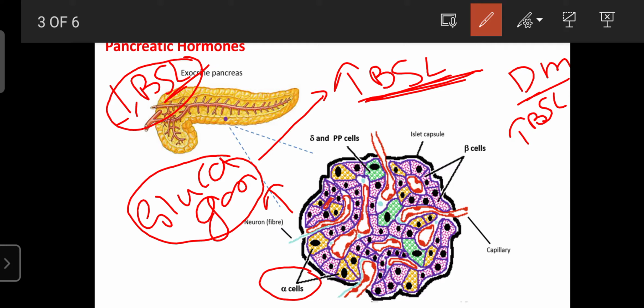So the normal fasting blood sugar level is around 80 to 120. If it is in that range, it is considered a normal blood sugar level. After eating, postprandial blood sugar should be less than 170 mg per deciliter. If it is more than that in both conditions compared to the normal range, it is considered diabetes mellitus.